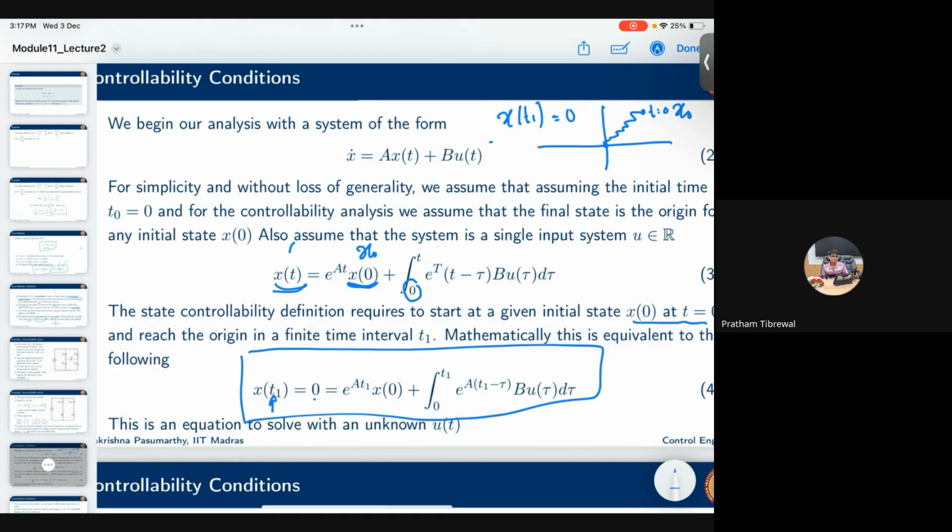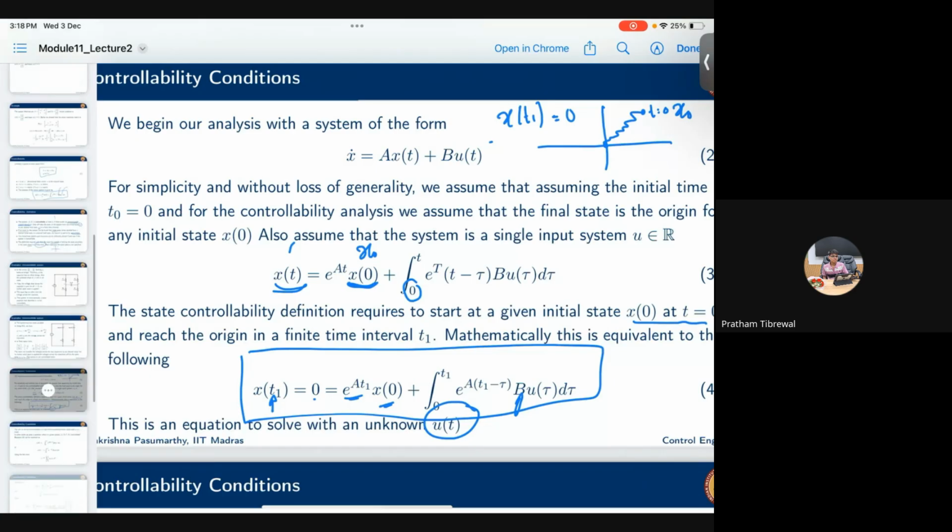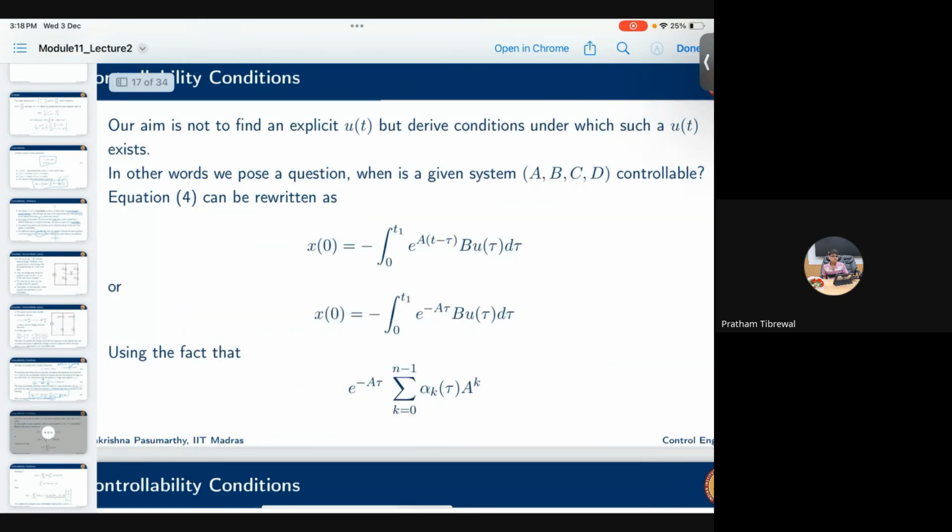This is an equation where, of course, A is unknown, therefore e power At1 is unknown. I know the initial state, I know the input matrix. It's just that this is an equation to solve with an unknown u of t. Before solving this equation, I should determine whether or not the equation is solvable. So can someone give me an equation which is not solvable?